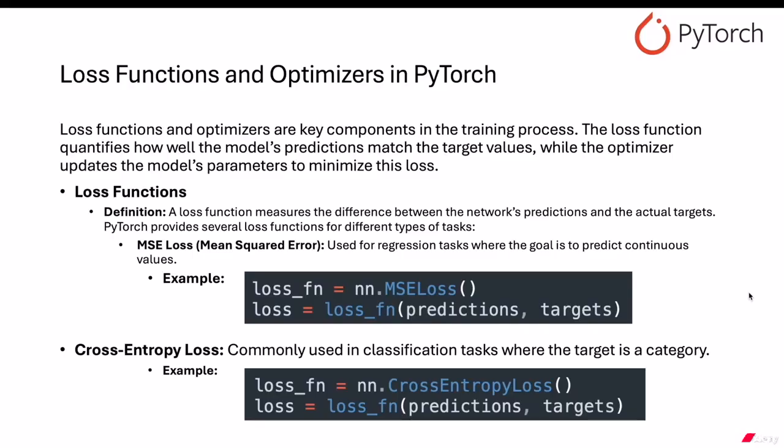MSE loss, mean squared error, used for regression tasks where the goal is to predict continuous values. Example is loss_fn = nn.MSELoss(), loss = loss_fn(predictions, targets). Cross entropy loss, commonly used in classification tasks where the target is a category. Example is loss_fn = nn.CrossEntropyLoss() and loss = loss_fn(predictions, targets).